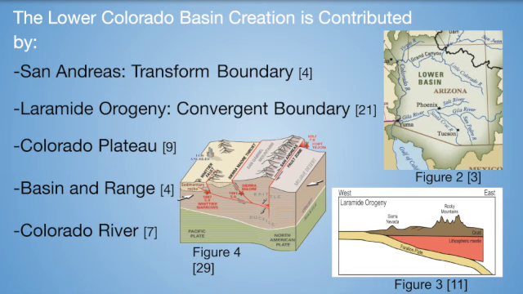A flat slab subduction essentially is a prolonged narrowing of the curvature between two tectonic plates. Typically, a normal subduction is about 30 degrees, and a flat slab subduction is about 5 degrees.